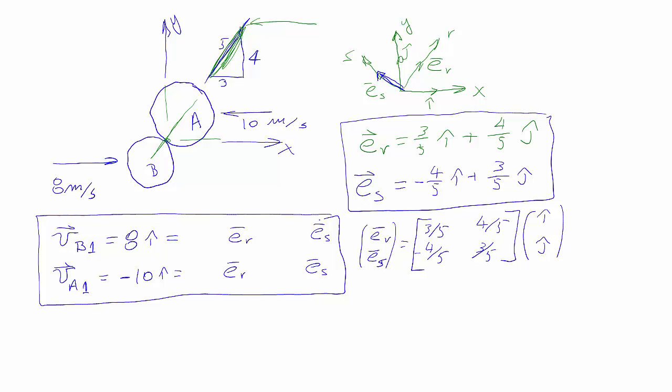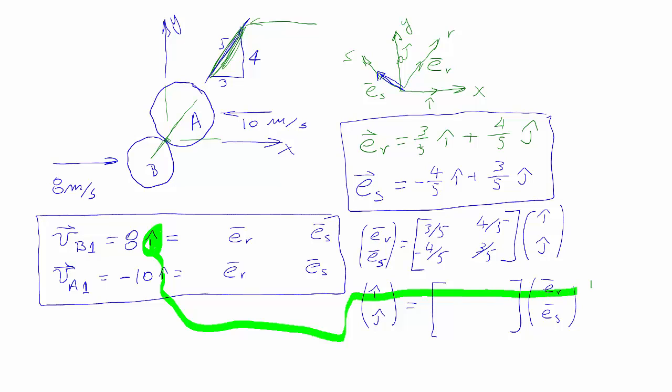Now, what I need is to have this equal to some matrix times eR and eS. Then I can replace this i right over here with this row that comes out here.